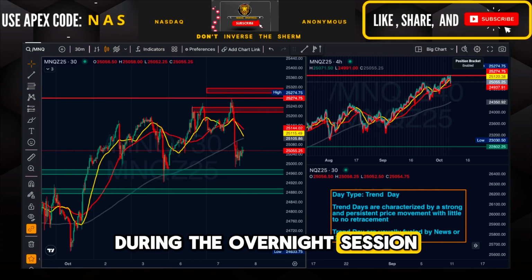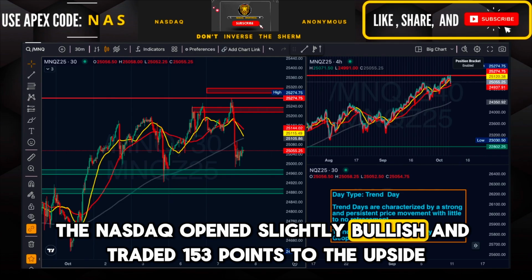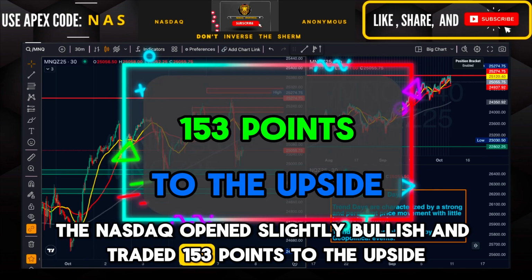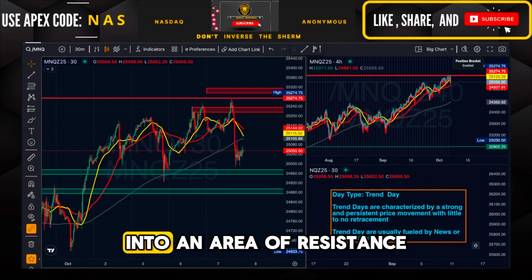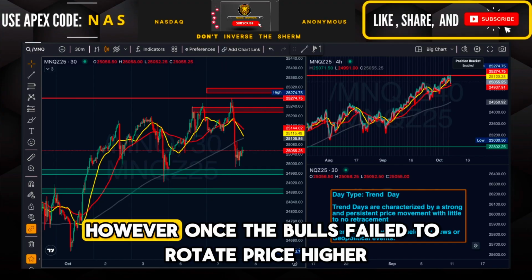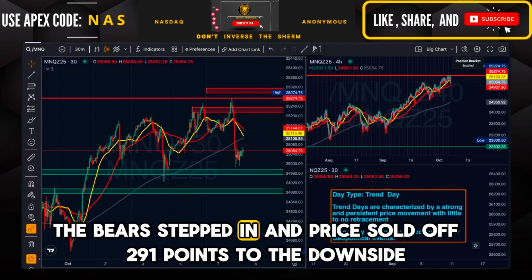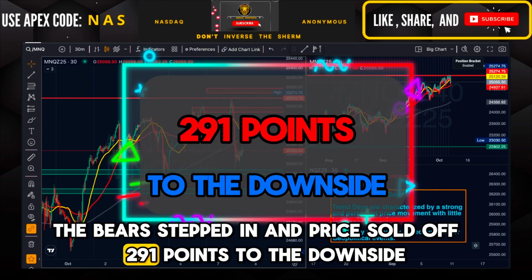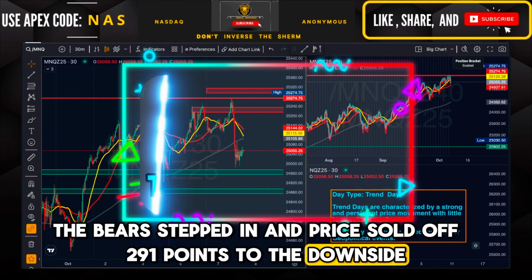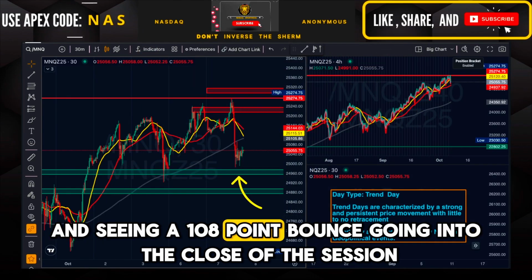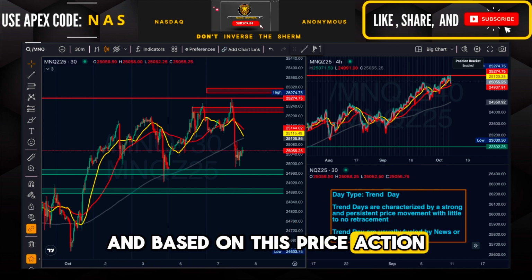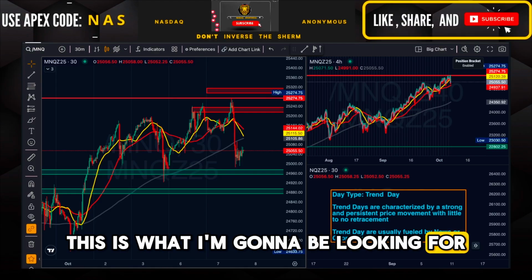During the overnight session, the Nasdaq opened slightly bullish and traded 153 points to the upside into an area of resistance. However, once the bulls failed to rotate price higher, the bears stepped in and price sold off 291 points to the downside, seeing a 108 point bounce going into the close of the session. And based on this price action, this is what I'm going to be looking for.